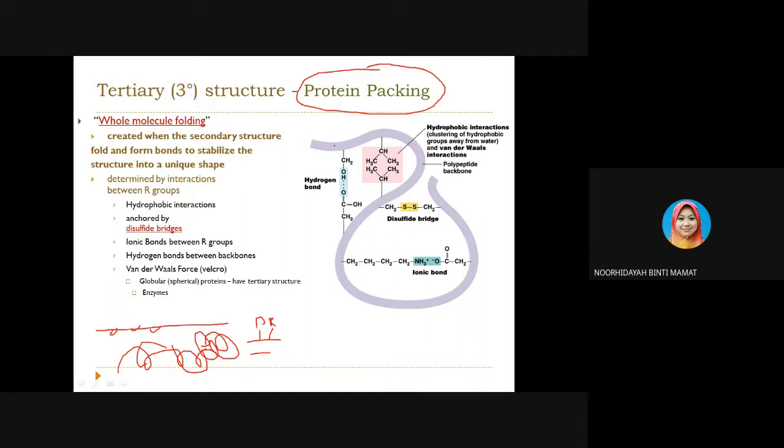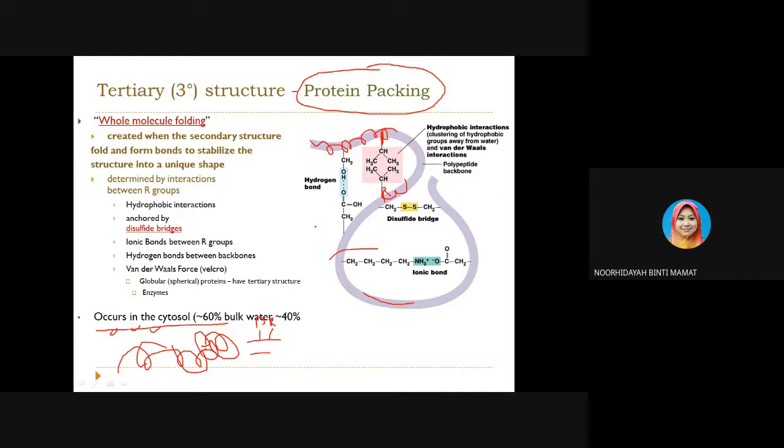Okay, so for example, in here we have an alpha helix. So this R group will fold with another R group of the alpha helix. So this will form the hydrogen bond. This will form the disulfide bridge. This will form the ionic bond. So it will pack together. So this is what we call the tertiary structure.